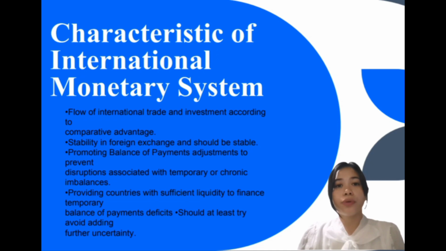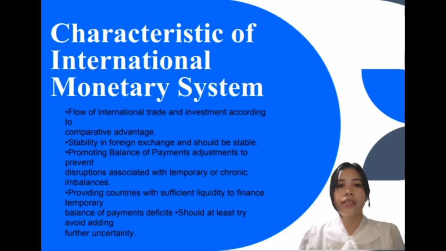Number 3, promoting balance of payments adjustment to prevent disruption associated with temporary or chronic imbalances. Promoting balance of payments adjustments to prevent disruption associated with temporary or chronic imbalances involves several measures.